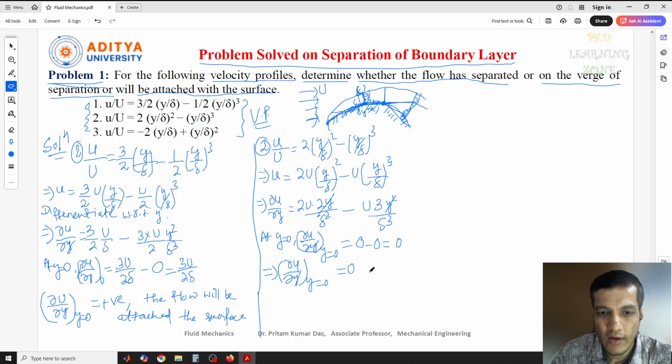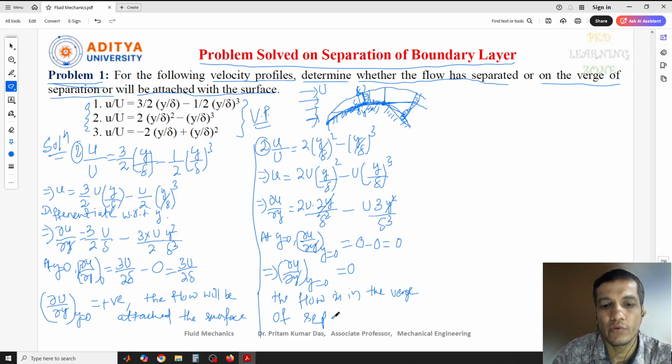So this 0 value indicates that the flow is on the verge of separation, on the verge of separation. That means it's supposed to start separating from the boundary layer but is not separated. Okay, it's supposed to start separating from that.